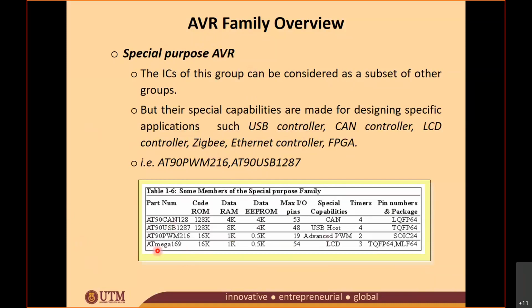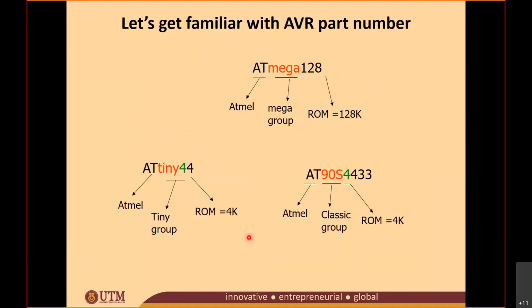So this is the part numbers. This is the size of ROM memory, ROM, RAM, and EEPROM. Berapakah bilangan input output port and the special abilities. Okay, so kamu kena fokus on the special abilities lah. Okay, untuk LCD kena pakai Atmega169. Kalau kamu nak pakai USB, you need to use the AT90USB1287.